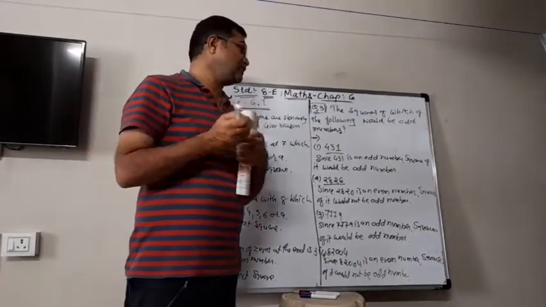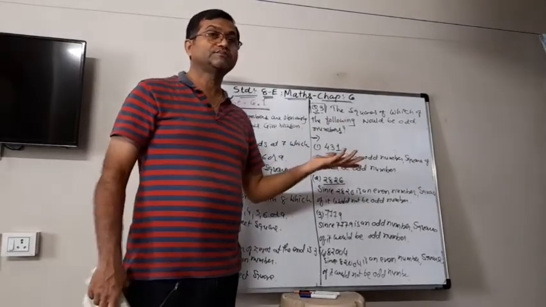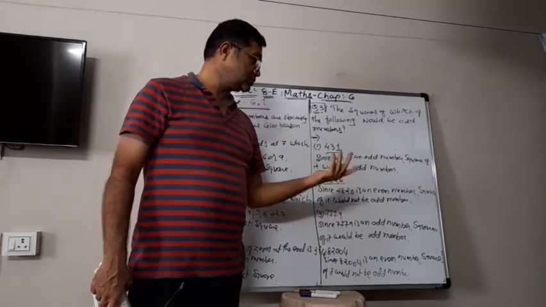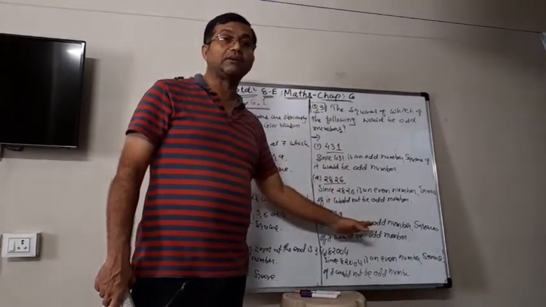So in this way, if a number is an odd number, the square of it will be an odd number. If it is an even number, the square will also be an even number.